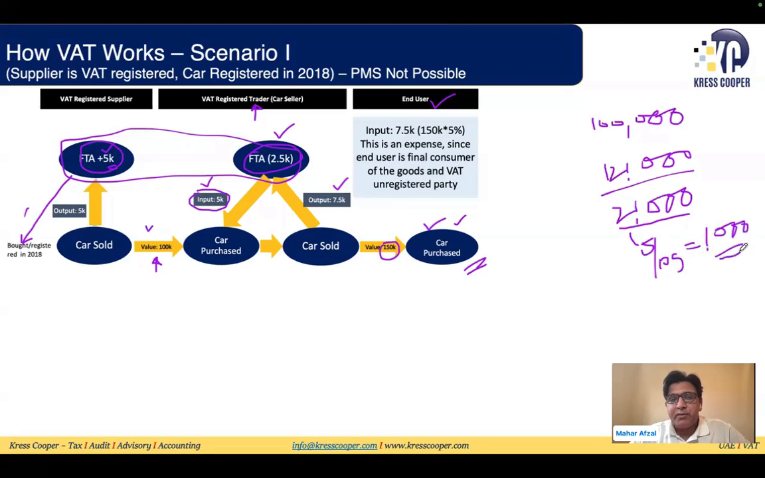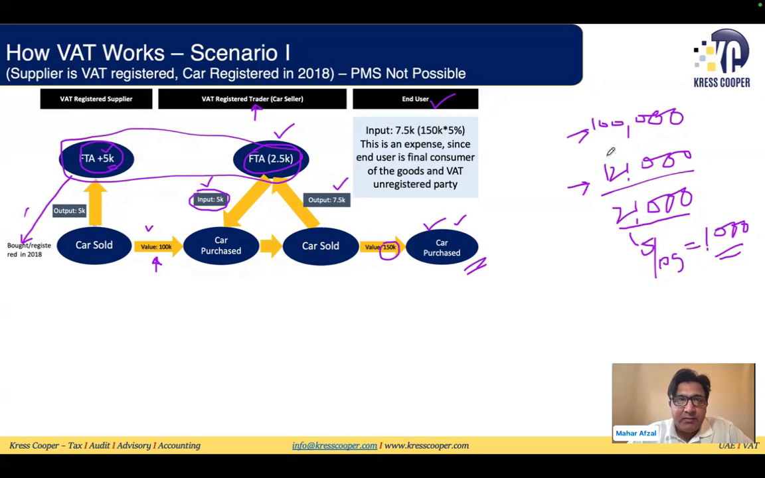So this is the profit margin scheme. On this 100,000, we should not claim input tax. On this 121,000, we should not charge output tax. We need to consider how much is our margin. Margin is 21,000. We need to assume this margin is a VAT inclusive value. 21,000 into 5 divided by 105. 1,000 is the net VAT that will go to the FTA.